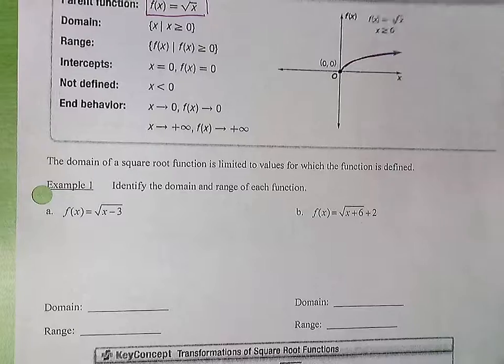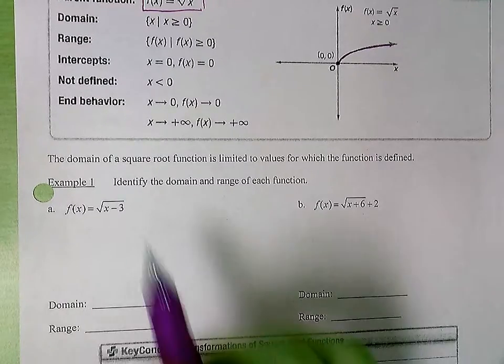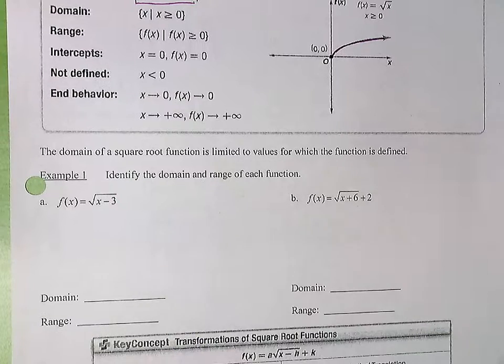So first thing I want to look at is domain. The domain of a square root function is limited to values for which the function is defined. If you take the square root of a negative number, what happens? You can't. You get imaginary numbers. And you can't graph imaginary numbers, right? That's why our domain has to always be greater than or equal to 0. Whatever's underneath the radical symbol, or that square root symbol, always has to be greater than or equal to 0.